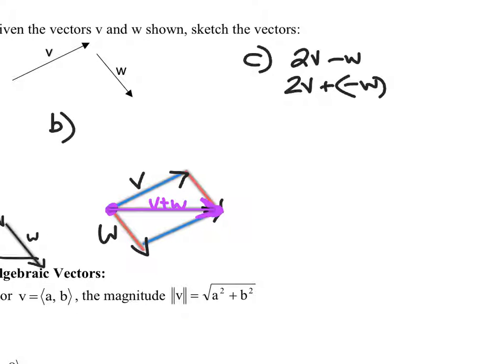All right, so my start is going to be pretty much the same. I need two V's. I'll just pop it down here. I'm going to need another one.